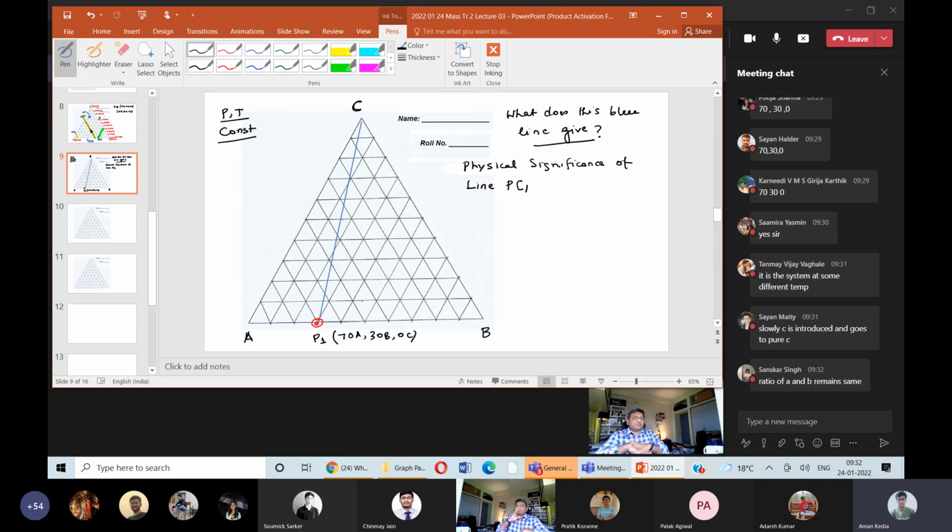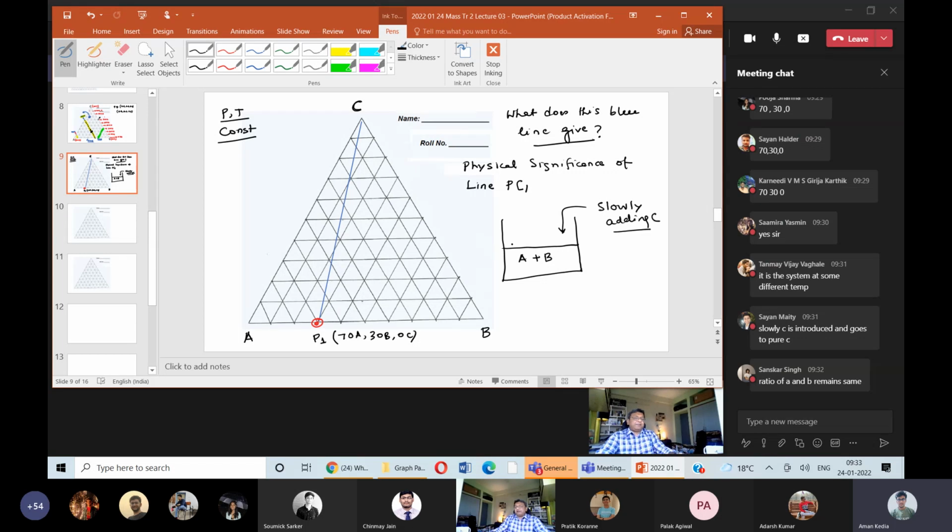Your answer is also correct. Shayan's answer is also correct. But collectively, we need to understand something even better. This line actually gives something very, very interesting. Suppose you have a pure mixture of A and B, and remember, we are still talking about three liquids which are fully miscible, right? Three liquids which are fully miscible. You have a mixture of A and B. Now you are slowly adding, slowly or fastly, nobody cares, slowly adding C.